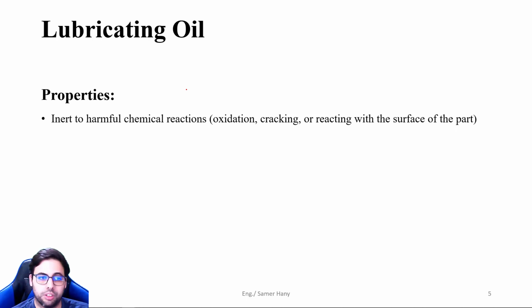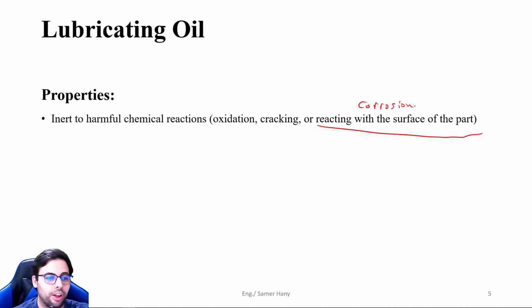And of course, it should not crack under the operating temperature or conditions. And of course, it should not react with the surface of the moving part. So we're introducing the oil into the system to enhance the performance, make it better, not to eat away at or corrode the surface. Chemical reactions with any metal or any object is called corrosion. All right. So we don't want that to happen.